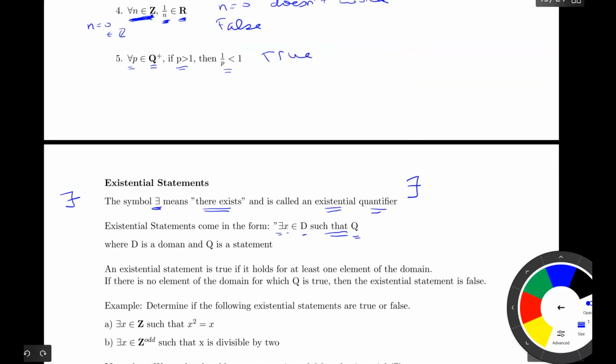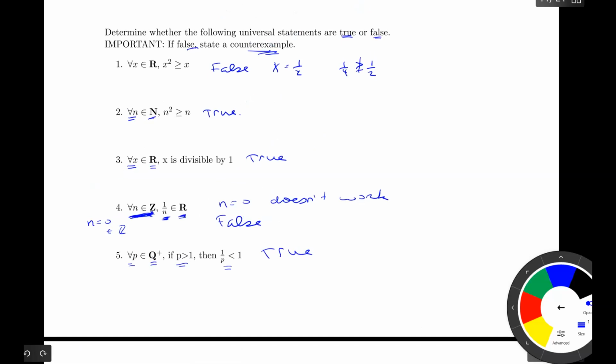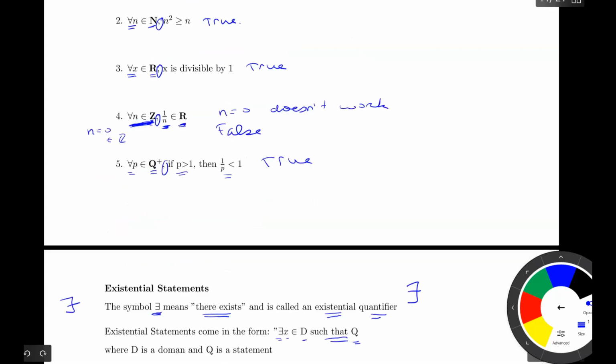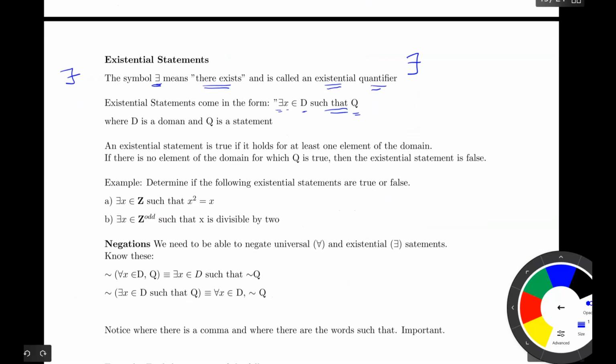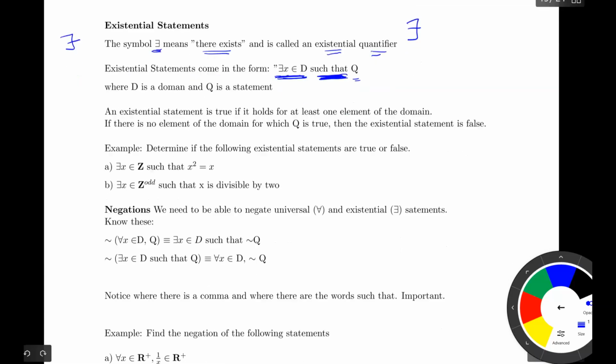So let me just go back for a second. Look here. When I had "for every X in real," look at what I had every time. Every time I talked about "for every," I took a pause with a comma. Now when I'm talking about "there exists," there is one such that. So you always have to have the words "such that" and then some statement after that.